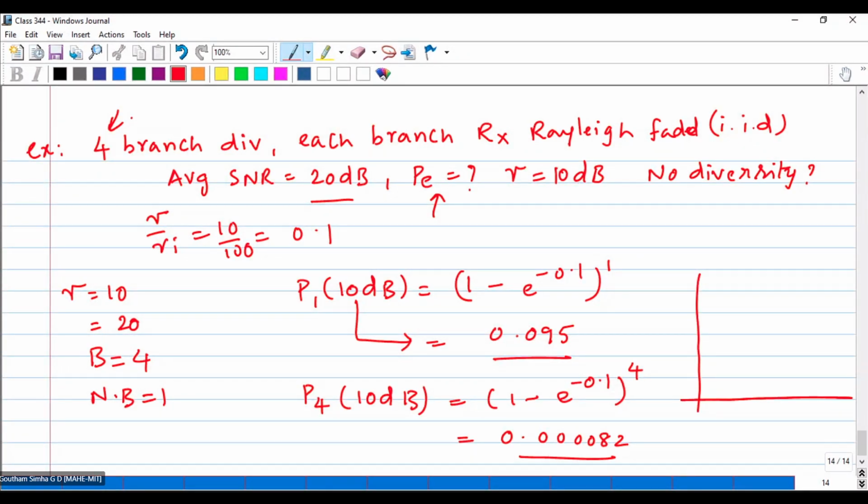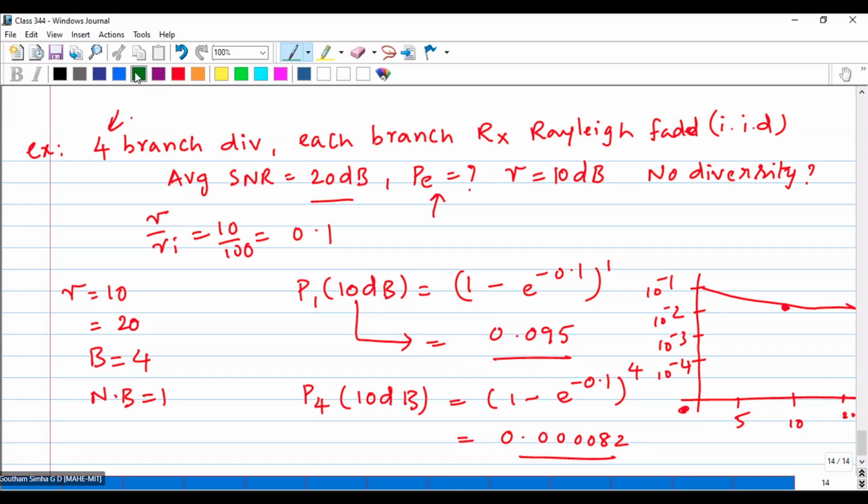Simply by adding 4 branches, on the scale of 10 to the power of minus 1, minus 2, minus 3, minus 4, the maximum SNR is 20 dB somewhere here. The average SNR is 20 dB, and at 10 dB of SNR without diversity, I have got something like 0.095, somewhere here, 9.5 times 10 to the power of minus 2, let's say 10 to the power of minus 2. Now I will get a curve like this.